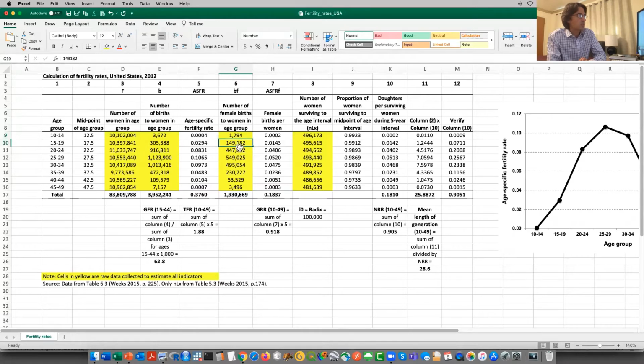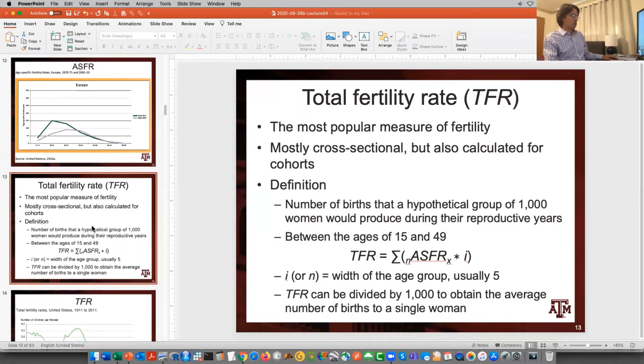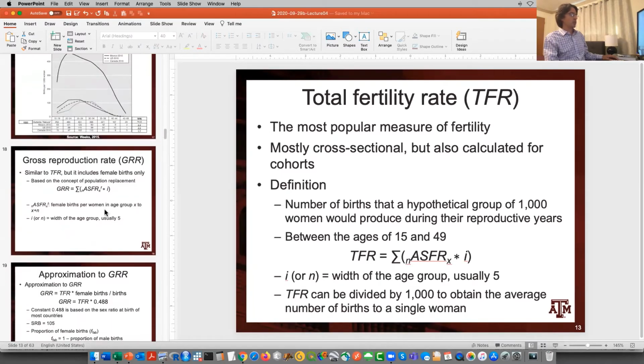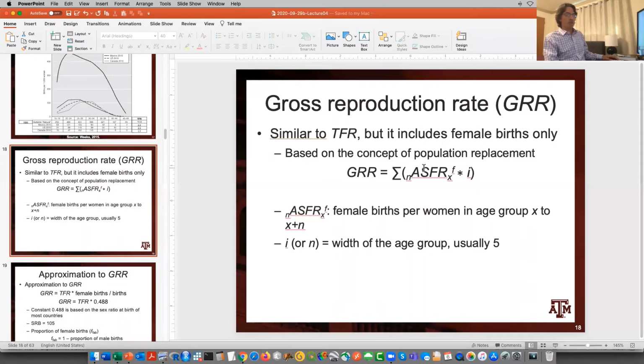So these are the number of daughters being born to women in each one of these age groups. So what we are trying to do now is to estimate the gross reproduction rate. The age-specific fertility rate is the number of female births per woman in a specific age group.